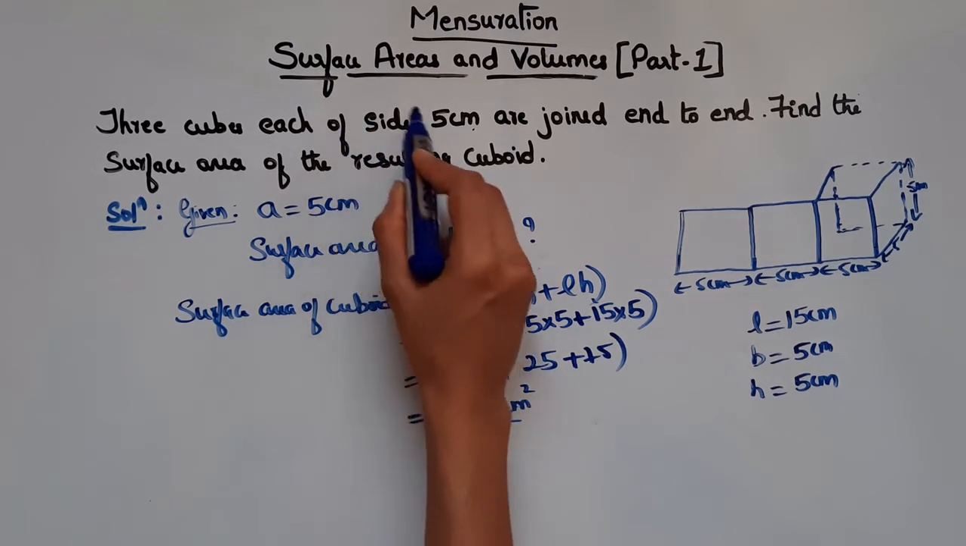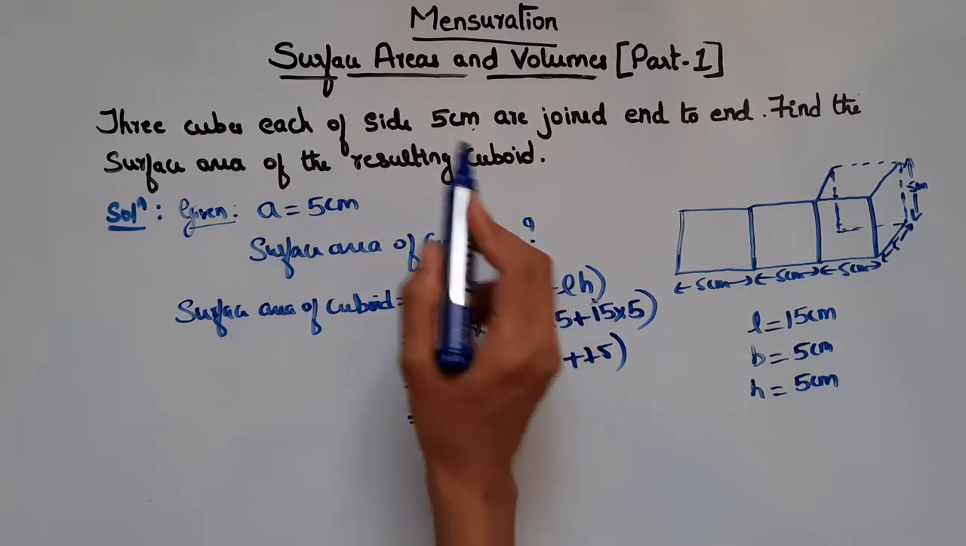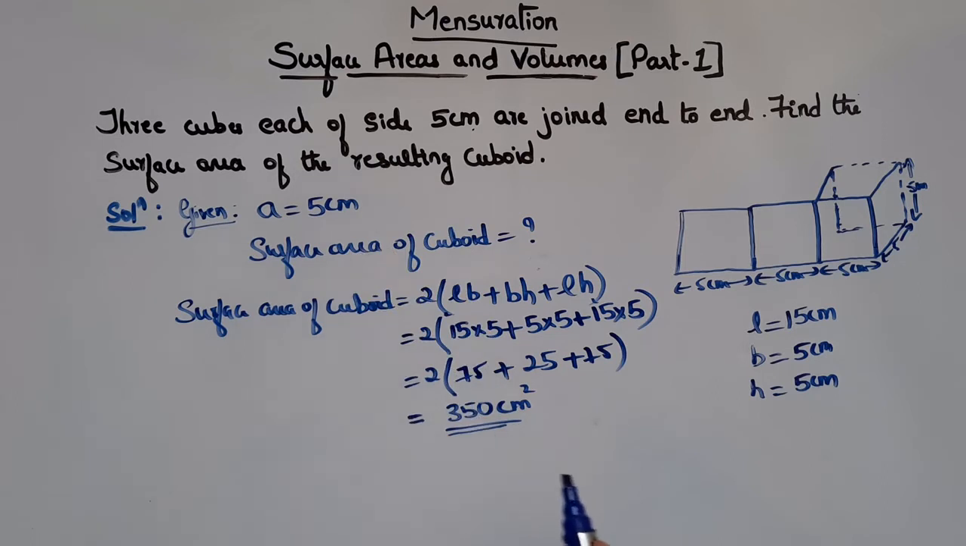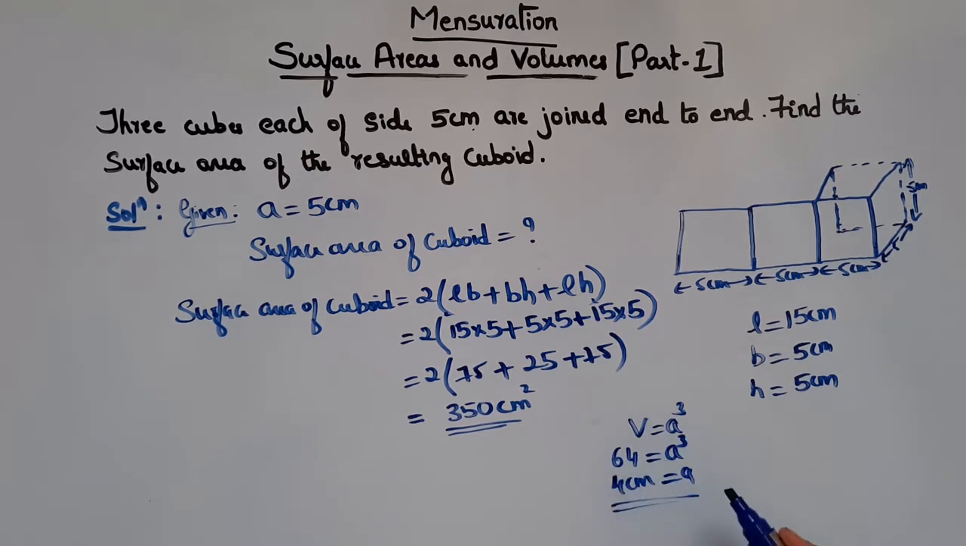Here if instead of side, volume of the cube is given, in that case first you have to find the value of side. How do you find the value of side? If volume is given, we know volume of a cube is equal to a cube. Say if the volume of the cube is 64, from here you can find the side of the cube, right? So you got the side. Then you have to proceed in the similar way. I hope you are getting my point. Now let's see the next problem.